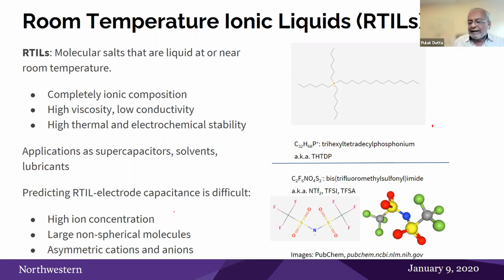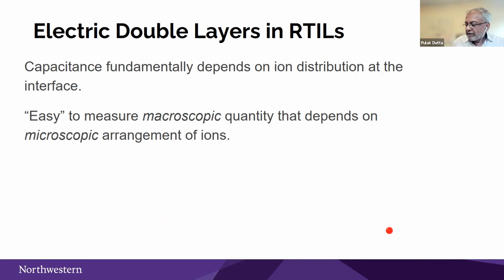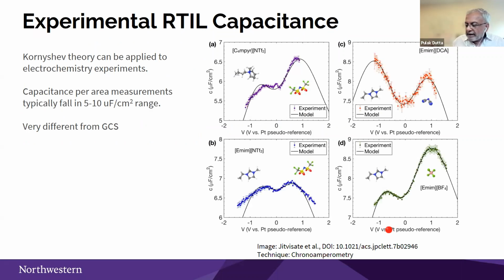The cations and anions don't have the same shapes. They don't have the same size. So you get this advantage of the liquid being liquid at room temperature, but you get these other complications that make these challenging systems.